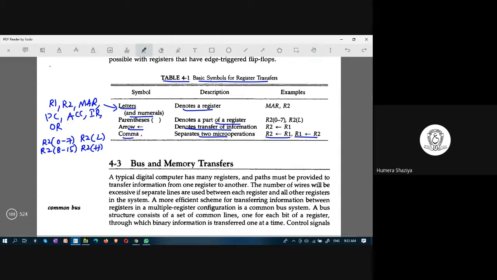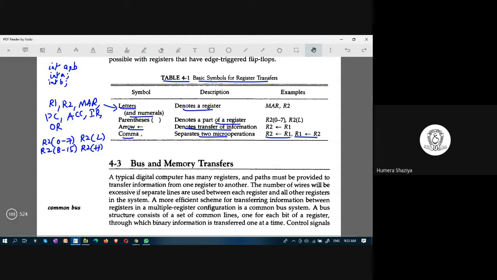In Java, what can you do? You can say int a comma b. This is a variable declaration separated by a comma, or you can say int a semicolon int b semicolon. This is using two separate statements, while this one joins them by a comma. That is all about register transfer.